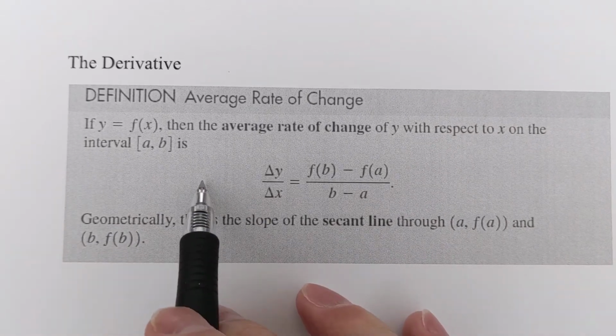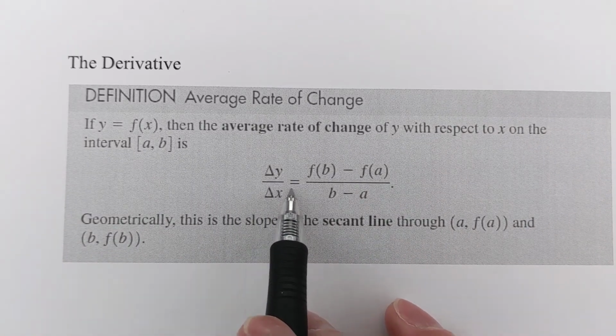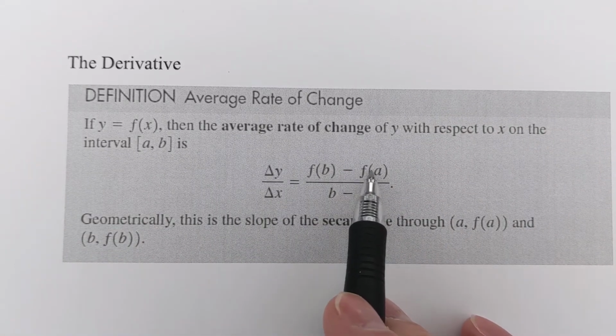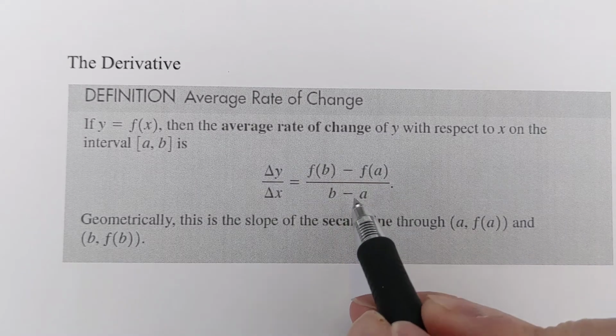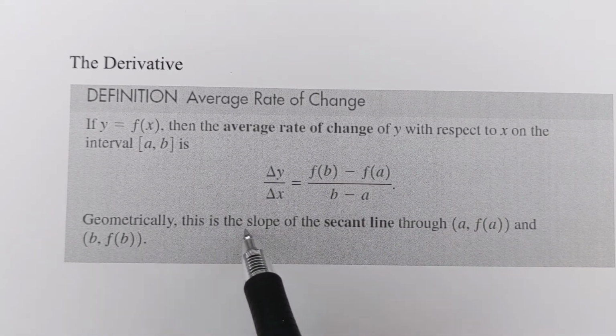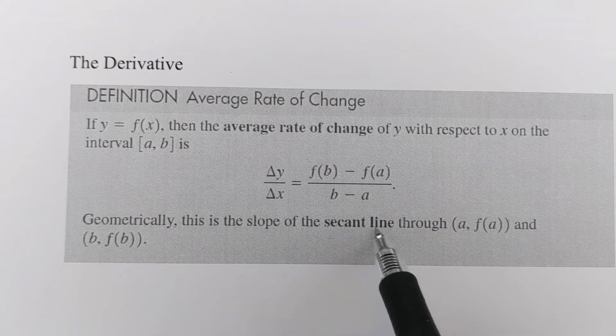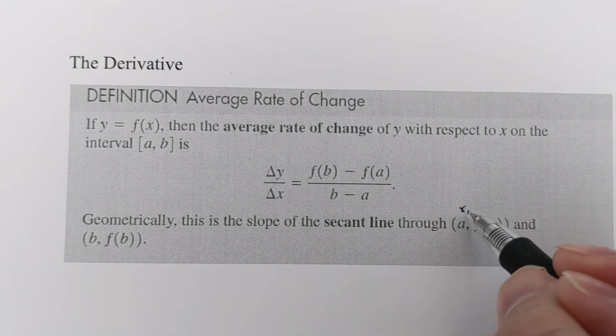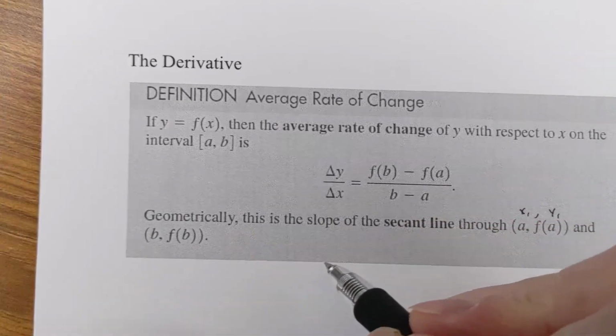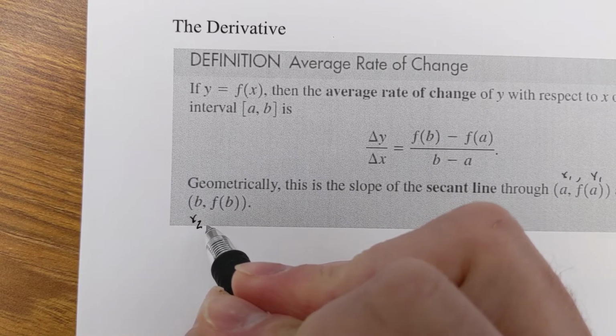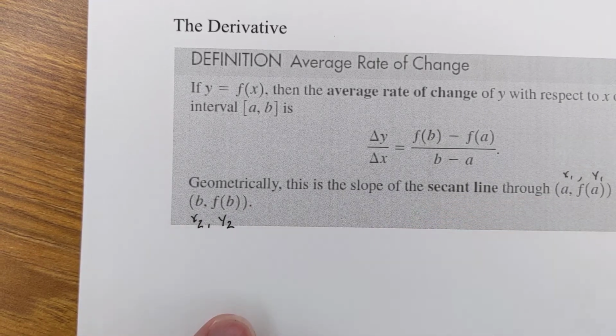Okay, average rate of change, so delta y over delta x, so f of b minus f of a, so this is essentially y2 and y1 over x2 and x1. Geometrically, this is the slope of the secant line, so a line that touches 2 points. So x1, y1, x2, y2, because a function value is the same thing as y.